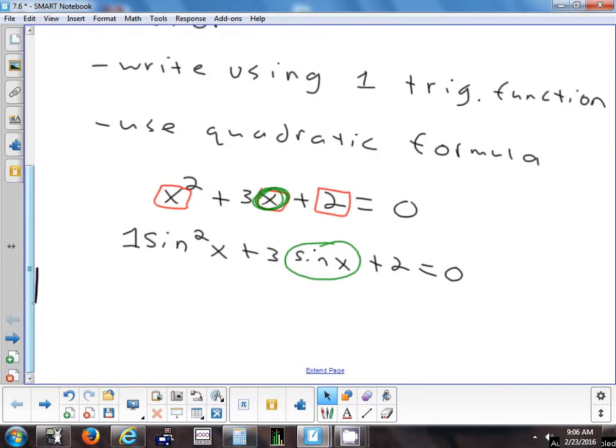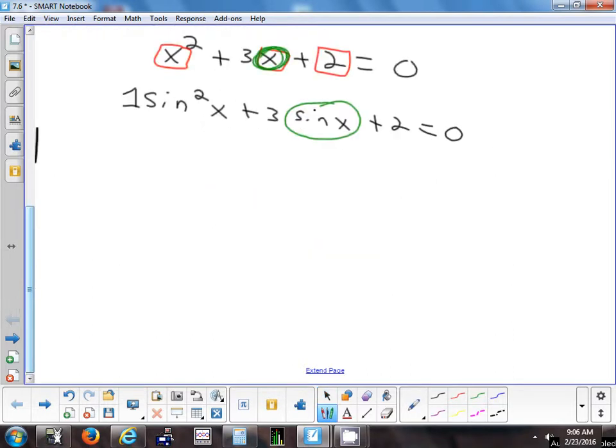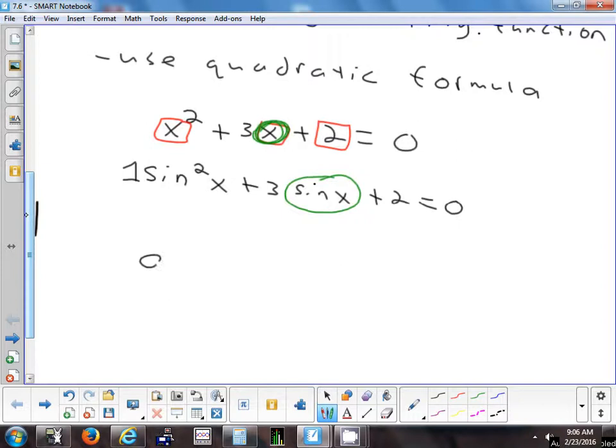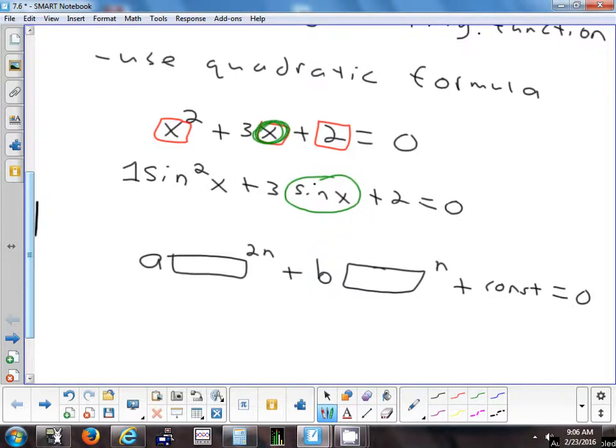So in general, consider any equation that looks like this. You have a, your first coefficient, and then you have something, and that thing has an exponent. And you have b, the same something with another exponent, and then a constant. That's a quadratic type equation.